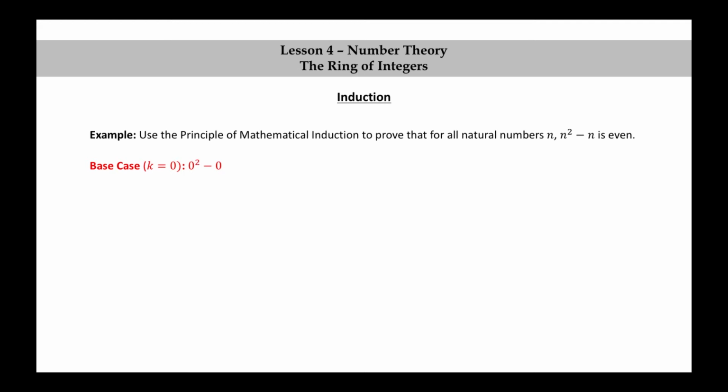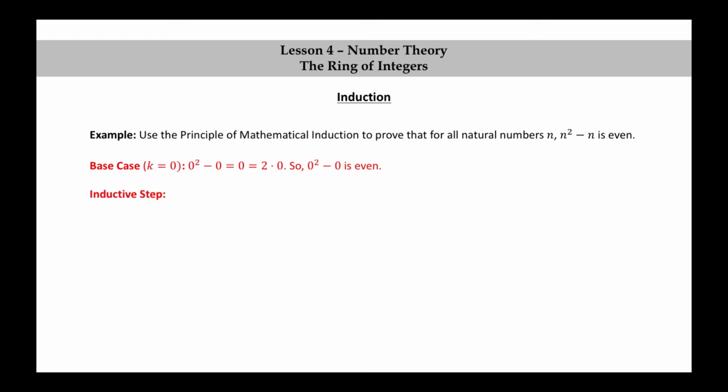Well, 0 squared minus 0 is equal to 0, which we can write as 2 times 0. That shows that 0 squared minus 0 is even. Right? Remember that even means 2 times an integer. Since 0 is an integer, 2 times 0 is an even integer.